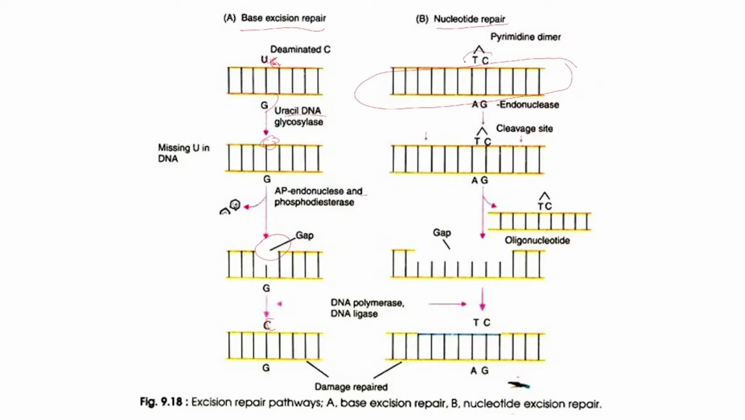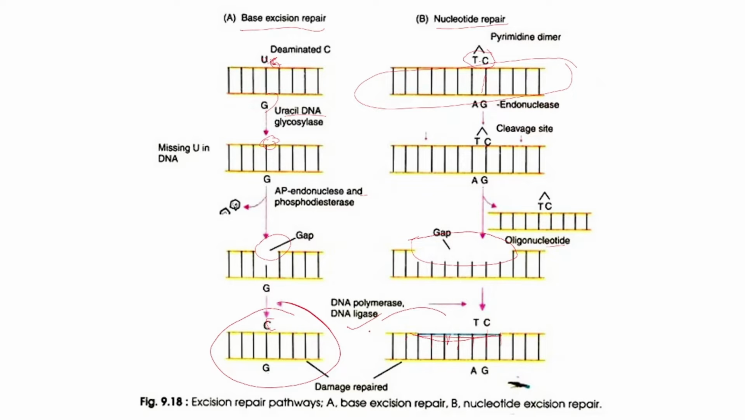Here a dimer is formed. Instead of joining with this, it creates a bond between this T and C. Okay. Then a part of DNA is cut. That is, we say an oligonucleotide is cut and removed. Then DNA polymerase and ligase join the gaps here. Okay. And the DNA is repaired. This full DNA is repaired.